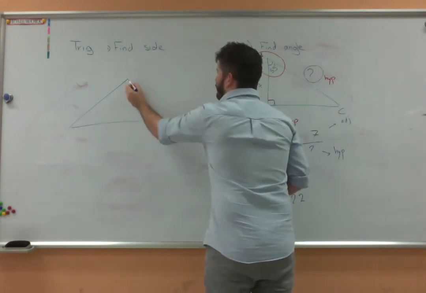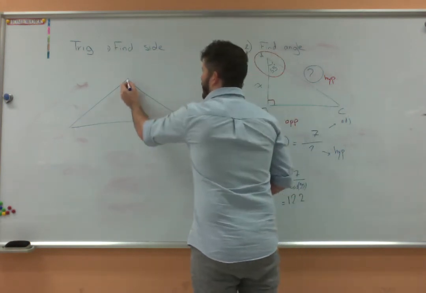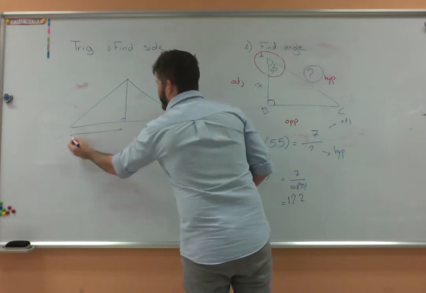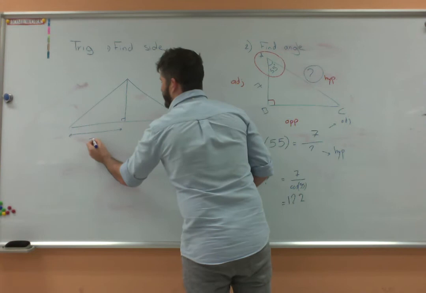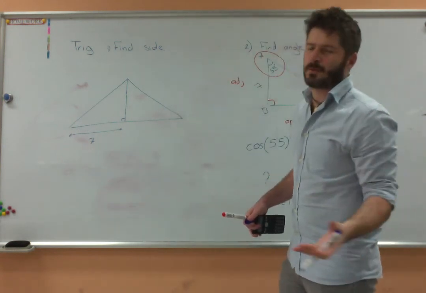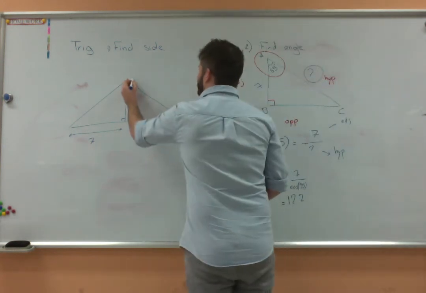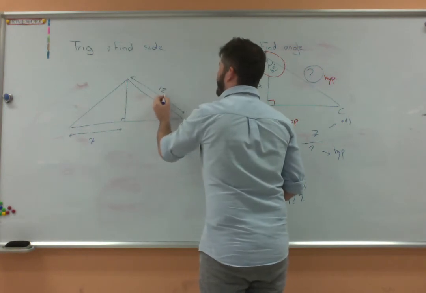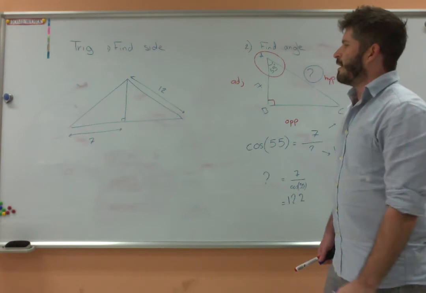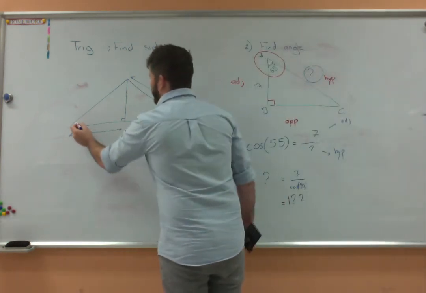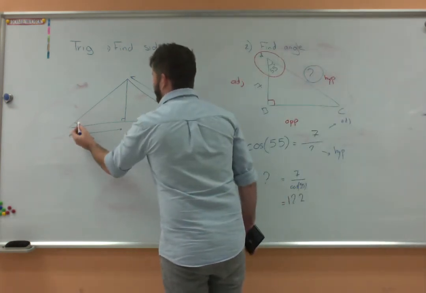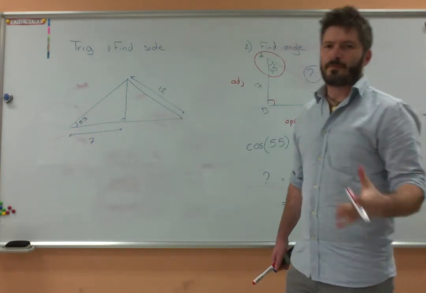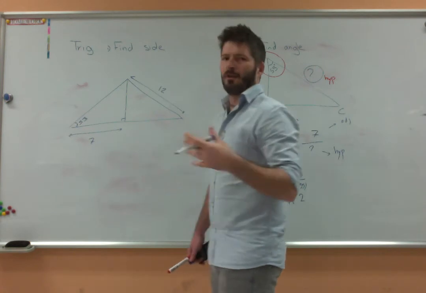like this. It will not be drawn to scale, and we have a height, the height of my triangle. This side right here will be, let's say, 7. So this side is equal to 7. This side right here will be equal to, let's say, 12. All right? And we got an angle right here of 53 degrees. All right?